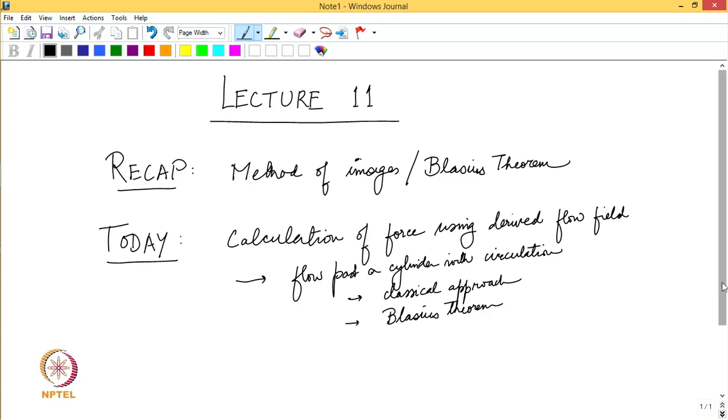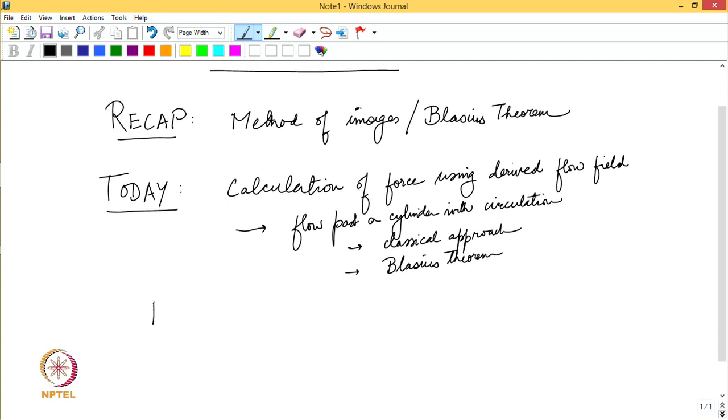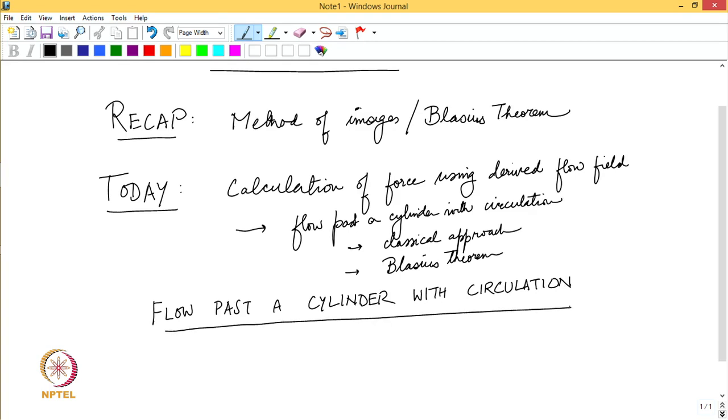So, let us start with the old problem now, which is flow past a cylinder. And this time, as I said, we are doing this with circulation. All right. So, we started this problem in lecture 8, in case you want to refer back to the videos, but somewhere around lecture 8 we started this discussion.